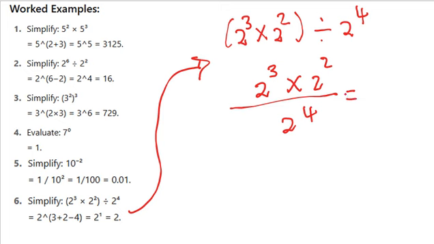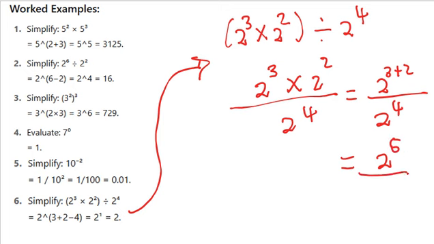Okay, product rule first, right? On top you can take one base and add the exponents. Remember, since you are multiplying, you're going to have 3 plus 2. Below, you still have 2 to the power of 4. Here you're going to get 5 when you add 3 plus 2. Remember, below you still have 2 to the power of 4. Now you have to solve this.